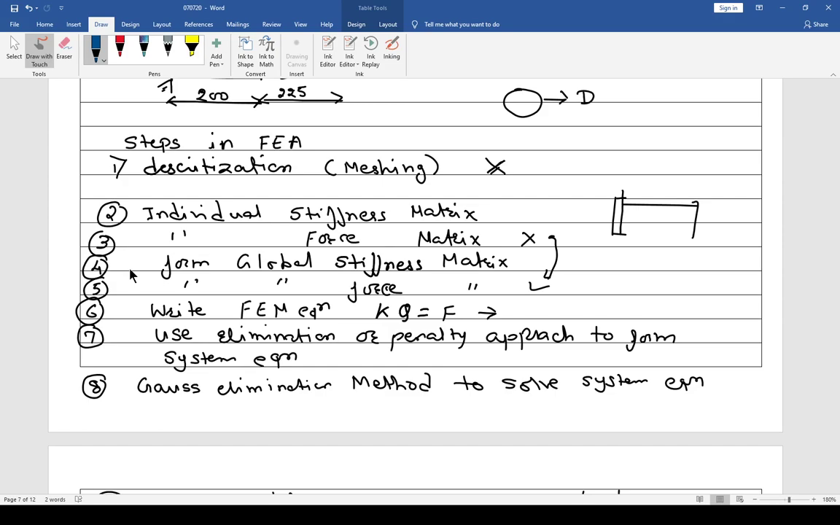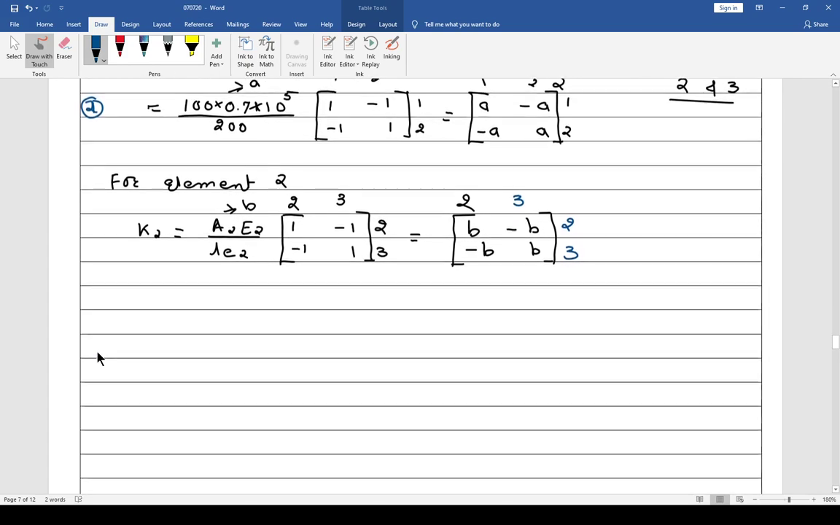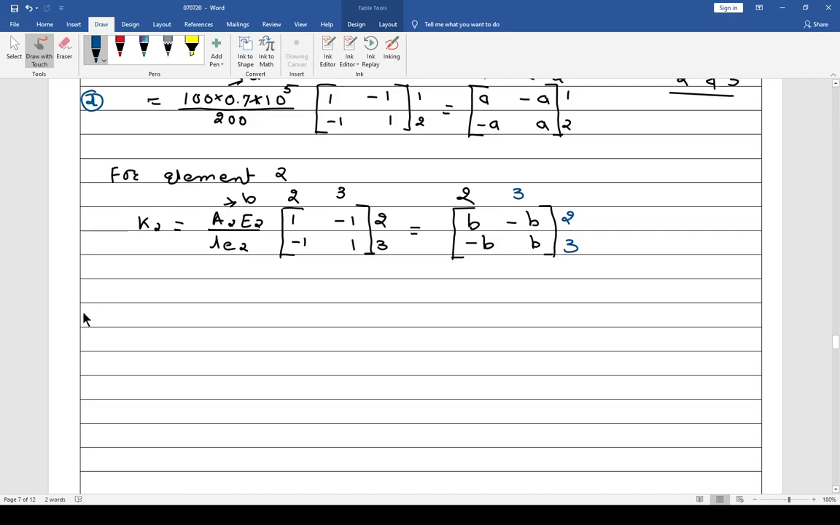So the next step is the fourth one. Sorry, 2 is the individual stiffness matrix and the fourth one is the global stiffness matrix. This we can directly prepare. So I just rewrite this number to be 2. First is the meshing and I can go directly to the fourth step, that is preparation of global stiffness matrix.